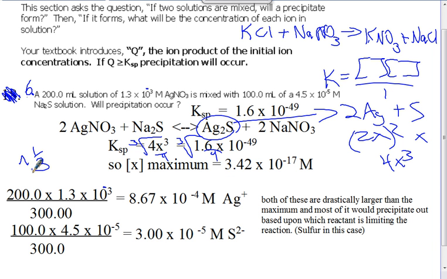Wait just a second. So you've taken your cube root, and now you know the maximum molarity. That's the maximum amount you could get dissolved in the water. And you can look at the values of what's being mixed together and see if you exceed that maximum. If you exceed that maximum, some of it's going to turn into a solid.